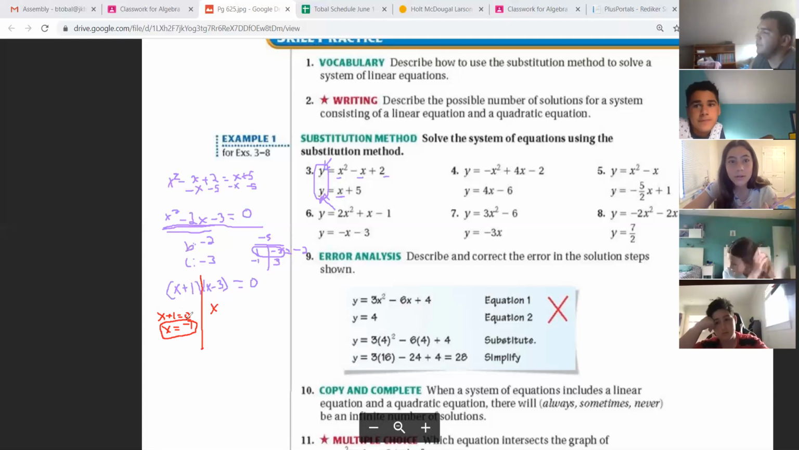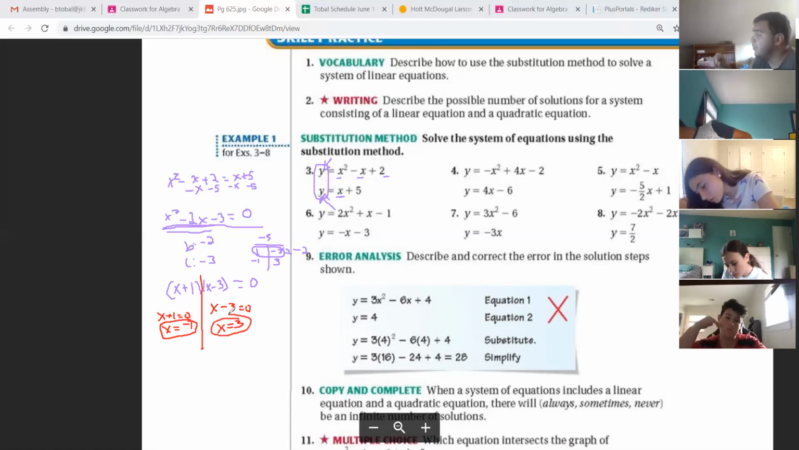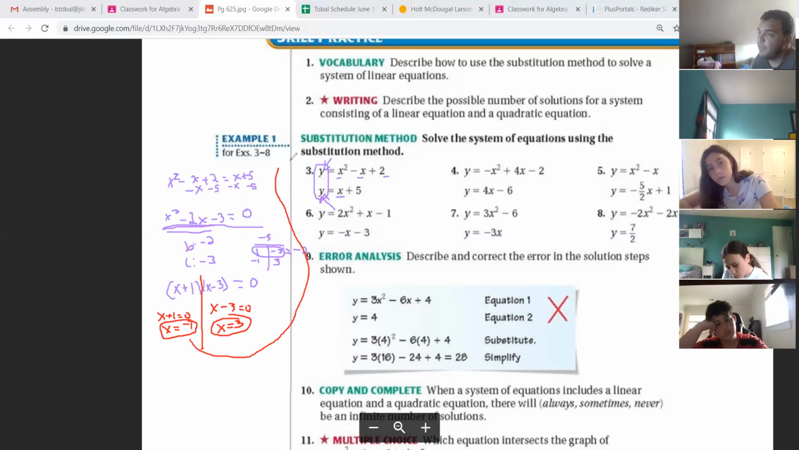And then the other one is x. I'm sorry, I set it equal to 0. Remember, we could split it and set each one equal to 0. So x minus 3 equals 0, plus 3 on both sides, x equals positive 3. Now, here's the thing, though. When it comes to system of equations, you need 2 variables. You need the x and the y.